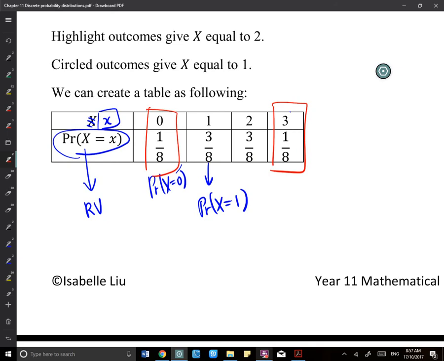So what you will do for this kind of question is make probability tables by yourself. You are given some trials, like some experiment, and you need to tell me what your random variable is and what the probability is to make that happen.